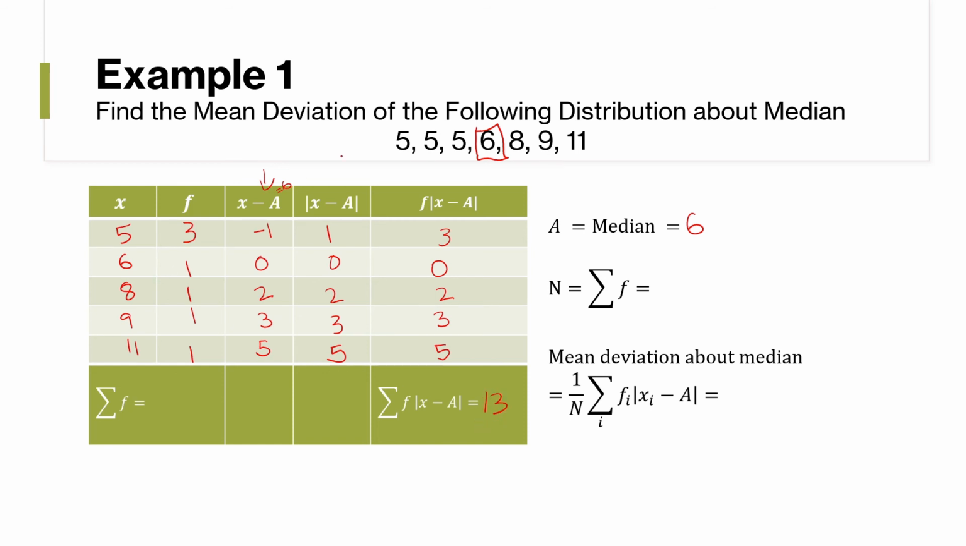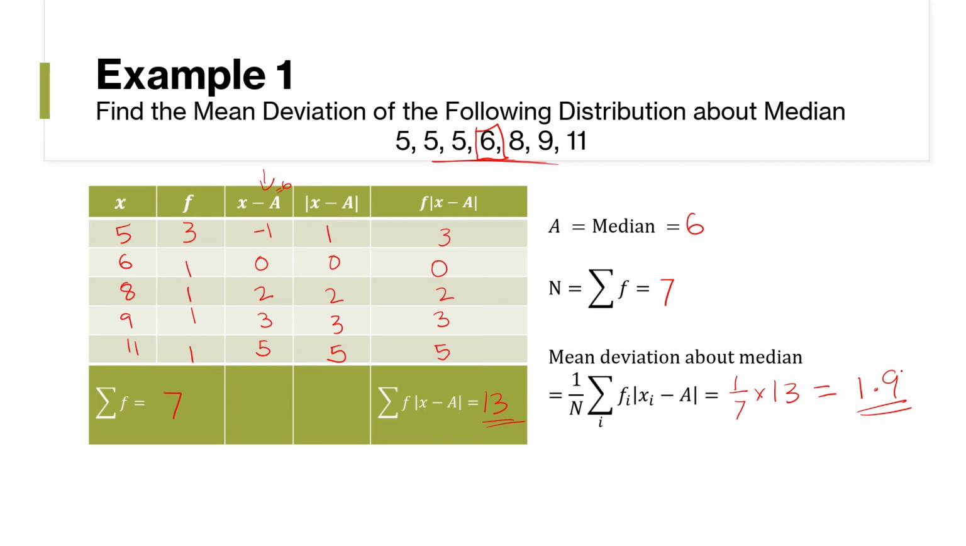Total number of observations is 7. You can either add up the frequency or you can simply observe here since the distribution is fairly small. So n is equal to 7, and mean deviation about median will be 1 by n into summation f into absolute value of x minus median, which is 13. So 1 by 7 into 13, and in fact once you do the calculations you'll find that this value is equal to 1.9.